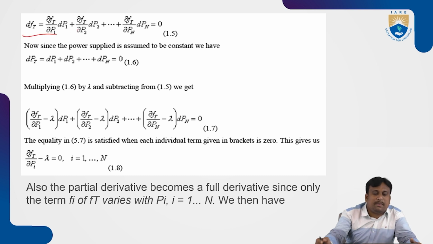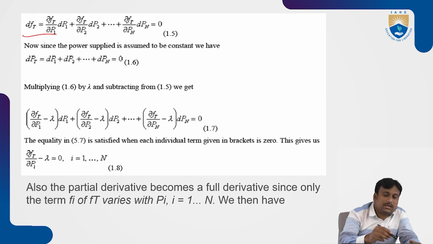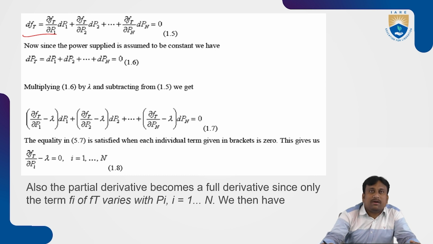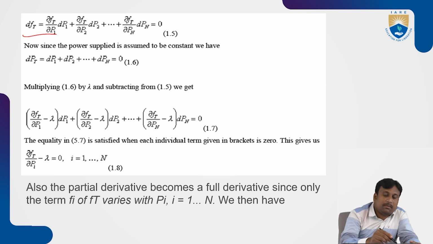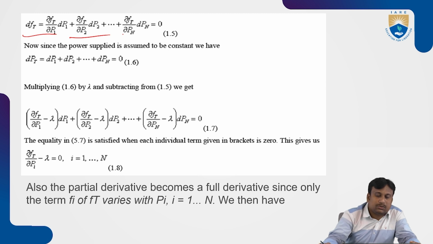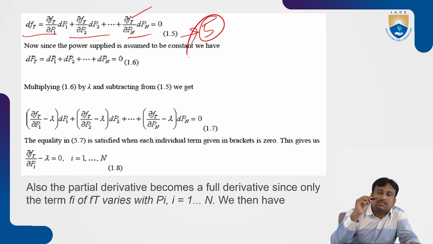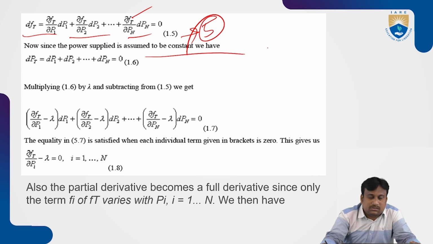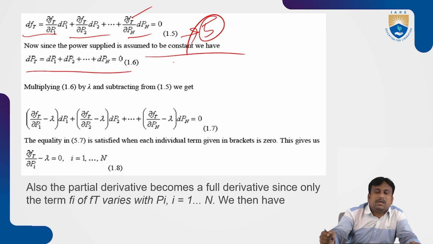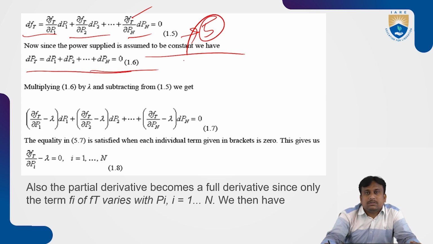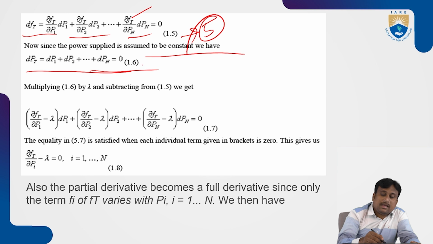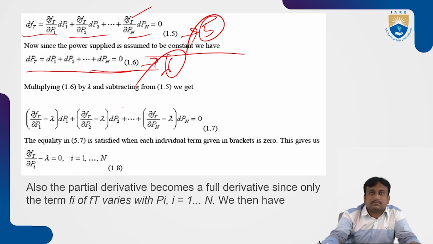So here the dFt parameter becomes a differentiation case, that is dou Ft by dou P1 into dP1 plus dou Ft by dou P2 into dP2 plus so on up to dou Ft by dou Pn into dPn, which equals 0. This is considered as equation 5. Now since the power supplied is assumed to be constant, we write dPt equals dP1 plus dP2 up to dPn, which equals 0. This is written as equation 6.